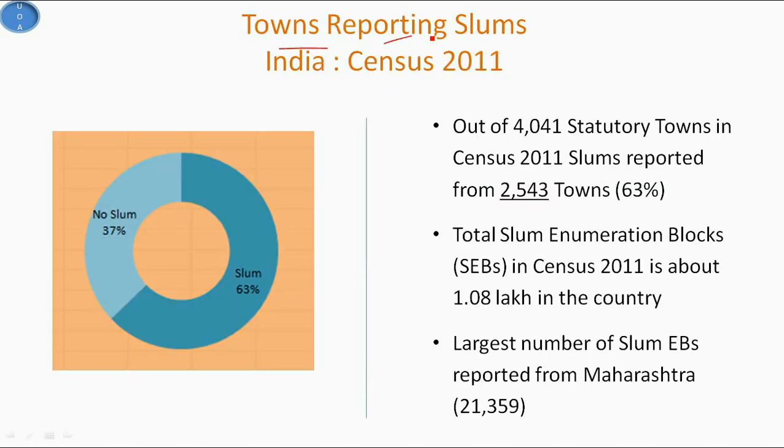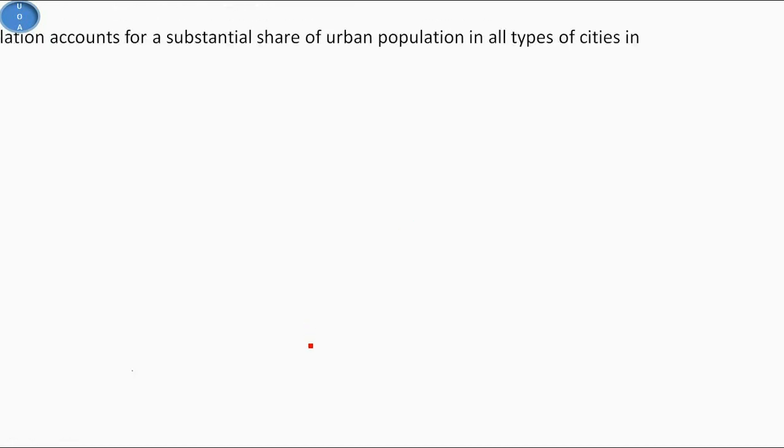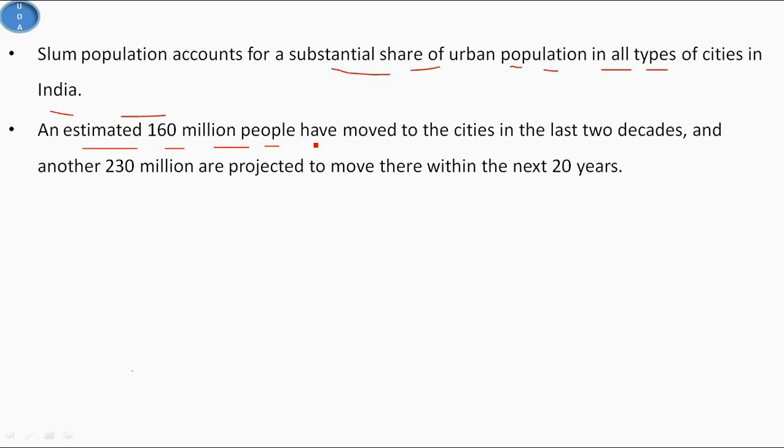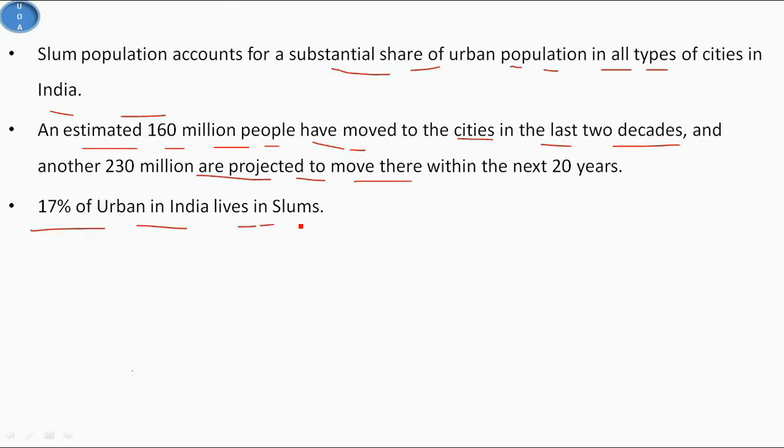Now we see the towns reporting slums in India by the census 2011. Out of 4041 statutory towns in the census 2011, slums are reported from 2543 towns, which account for 63% of the total statutory towns. Slum population accounts for a substantial share of urban population in all types of cities in India. An estimated 160 million people have moved to the cities in the last 2 decades, and another 230 million are projected to move there within the next 20 years, and 17% of urban India lives in slums.